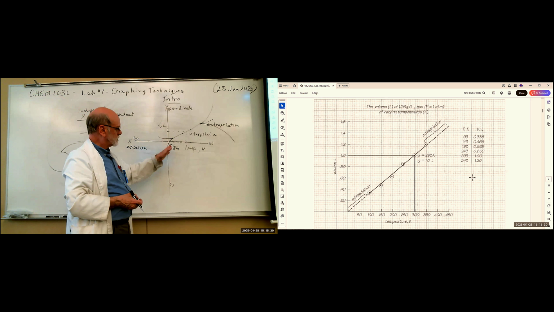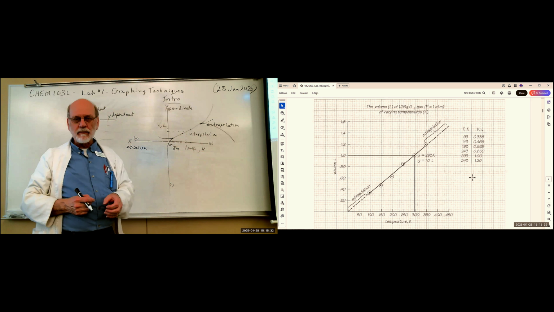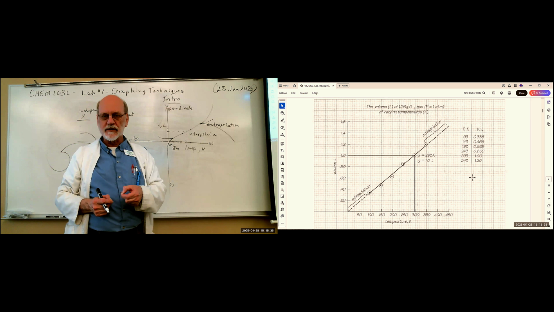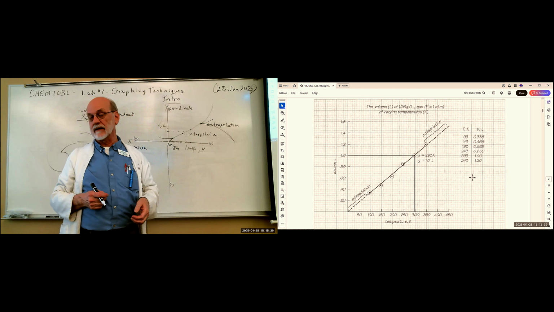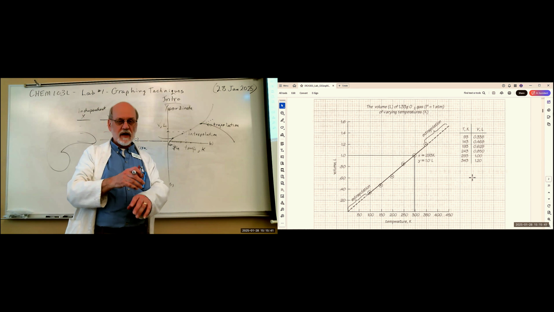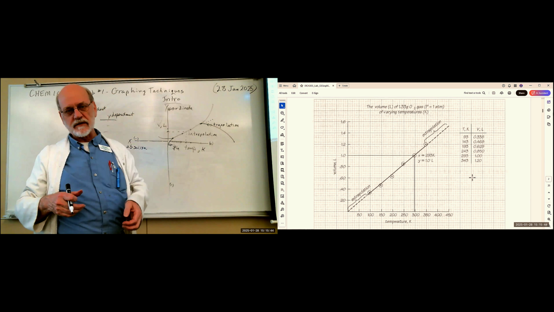Of course, you have to label. You don't have to label every tick mark, but you have to label it in such a way that you can read what the tick marks between mean. So in this case, we've got by 50s, 50, 100, 150. That's good.